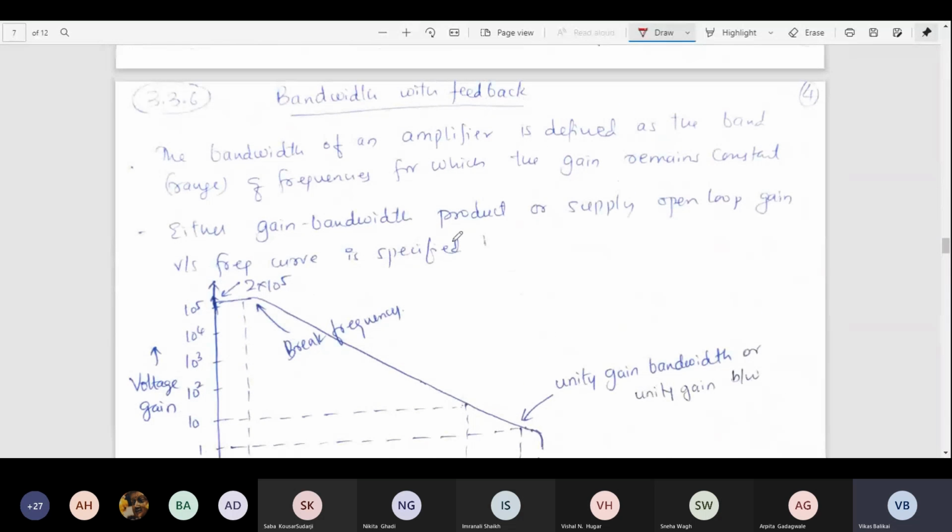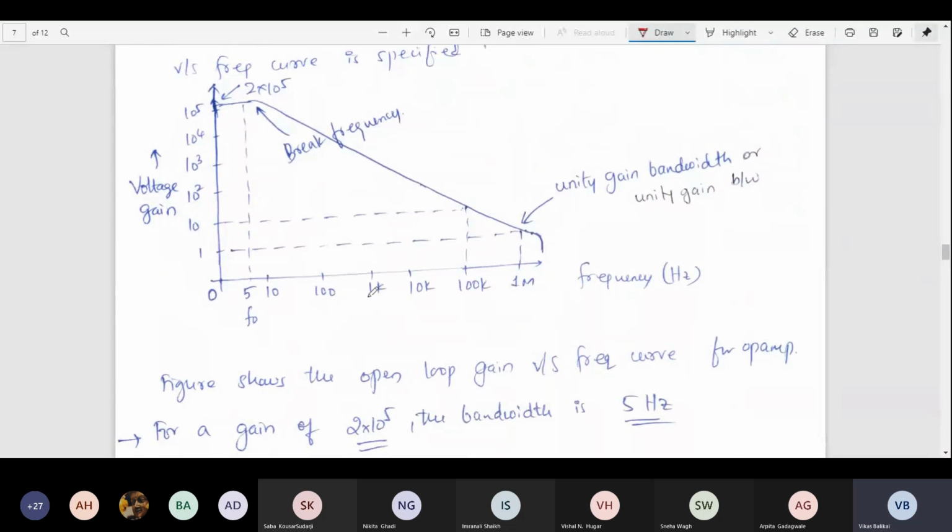Now let's move into one particular or peculiar concept, the bandwidth. What exactly do we mean by bandwidth with feedback? Please pay attention. Now this is the graph I have drawn over here.